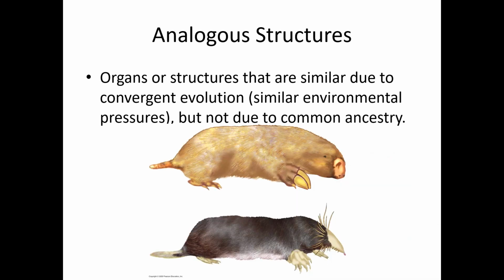Analogous structures are different from homologous structures. They still look the same, but they look the same just because of similar evolutionary pressures, not because of common ancestry. So both of these moles live underground where it's really dark, so they don't need eyes. So this one doesn't even make an eye. This one still makes an eye, but it doesn't work anymore.